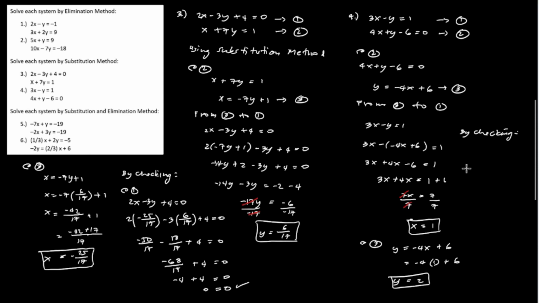you can use equation 1. At 1, 3x minus y is equal to 1. 3 and x is 1 minus y, which is 2, is equal to 1. So 3 times 1 is 3 minus 2 is 1, and it is equal to 1. So therefore, we have the value for x, which is 1, and the value for y is 2. So x comma y. And these are the values for the variables x and y using the substitution method.